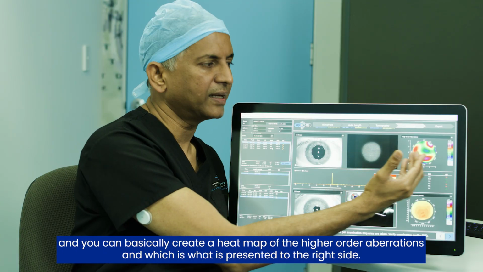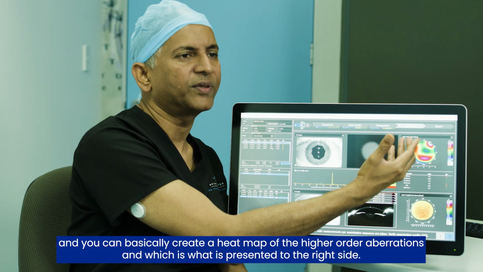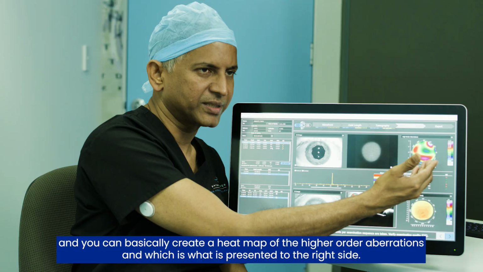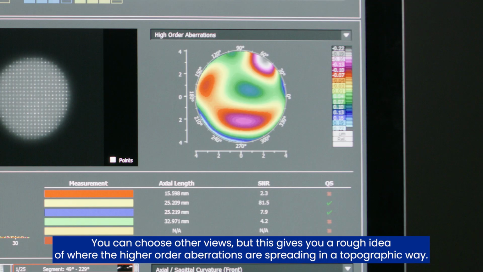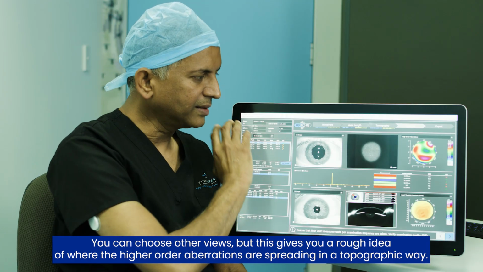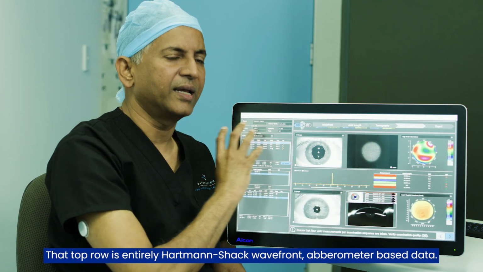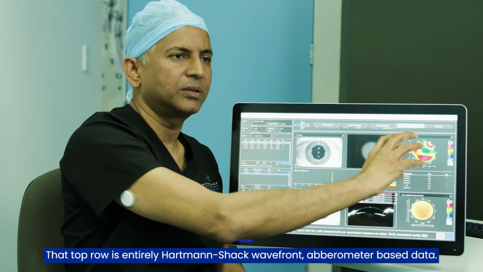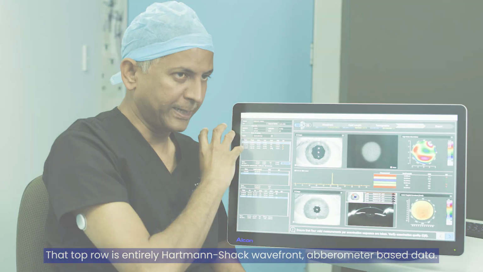And you can basically create a heat map of the higher order aberrations, which is what is presented to the right side. You can choose other views, but this gives you a rough idea of where the higher order aberrations are spreading in a topographical way. That top row is entirely Hartmann-Shack wavefront aberrometer based data.